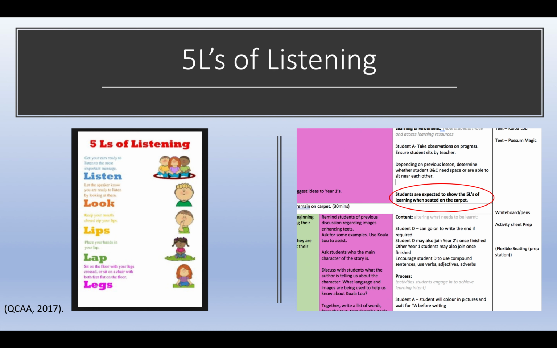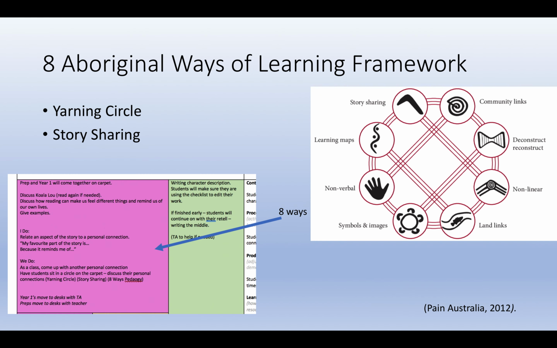Within a multi-age classroom, there are many opportunities for freedom and to express ideas and opinions. Therefore, a classroom that is calm and has students that are focused on the speakers is going to be more successful. It can also be seen that the 8 Aboriginal Ways of Learning framework was utilised in the lessons through the use of the yarning circle and story sharing.